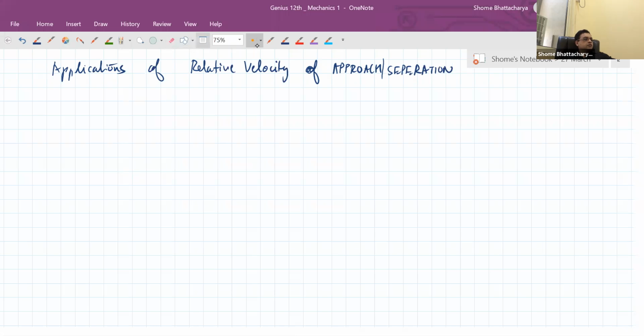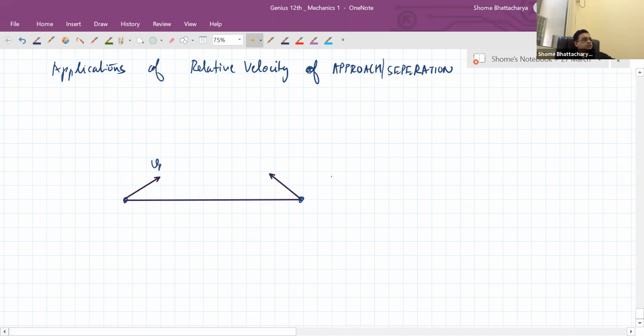whatever be the case. So in the case of two particles, if they have individual velocities which are, let's say, like this, which are at angles like this, then at any given instant, the instantaneous approach velocity is the rate at which the distance between them is decreasing.